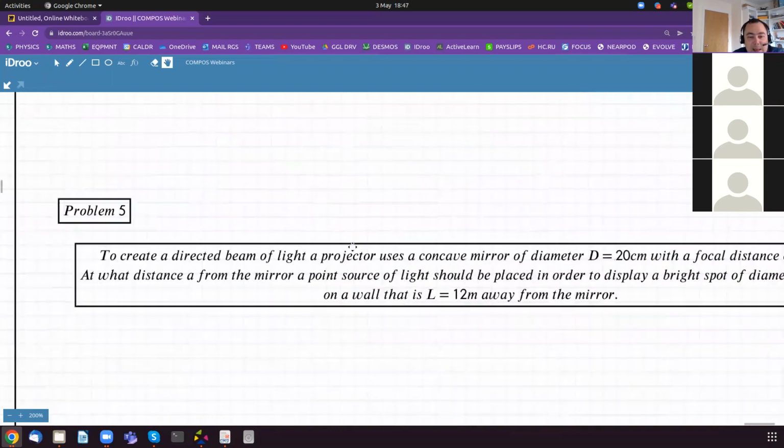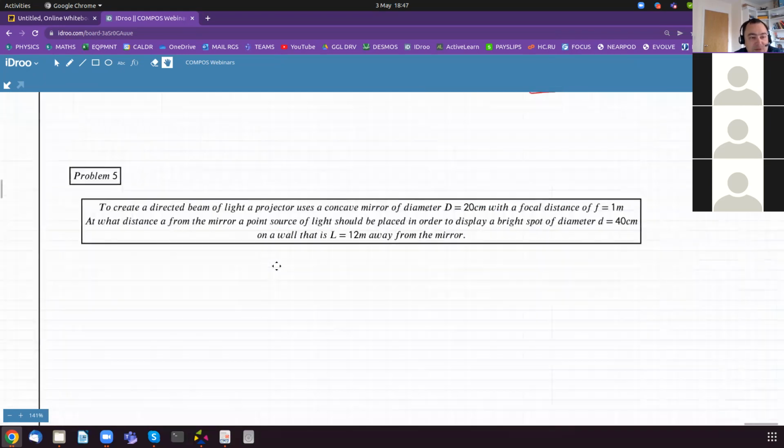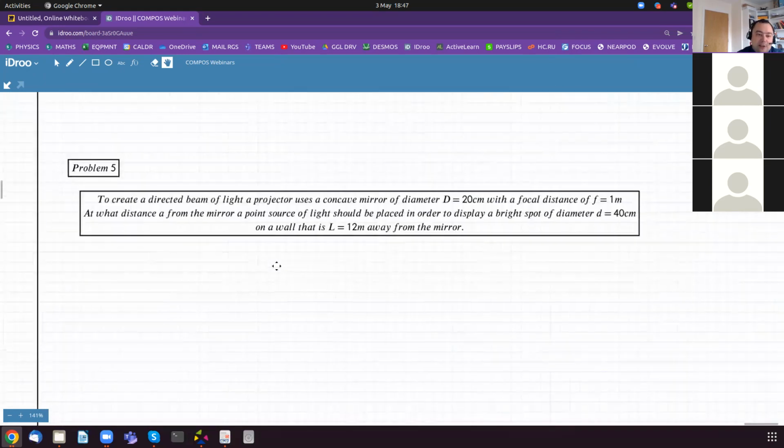Okay. Number 5. To create a directed beam of light, a projector uses a concave mirror of diameter 20 centimeters with a focal distance of 1 meter. At what distance from the mirror should a point source of light be placed in order to display a bright spot of diameter 40 centimeters on a wall that is 12 meters away from the mirror?